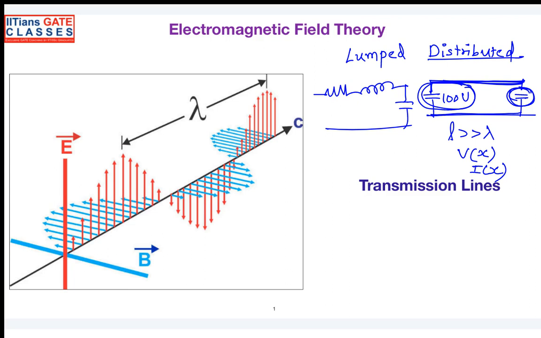And what happens in lumped elements, because in your network theory, you have assumed that the length of your element, the resistor, or the length of the inductor or the length of the capacitor, is much, much lesser than the wavelength.